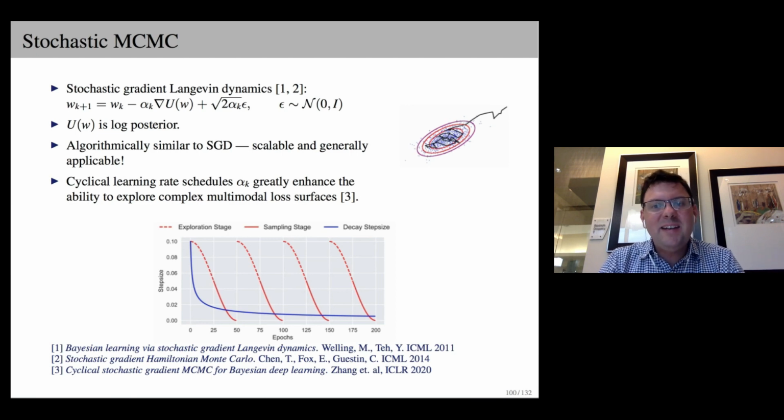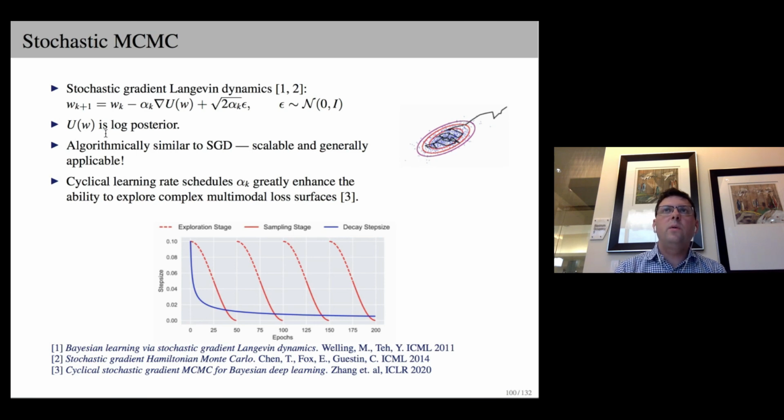Stochastic MCMC is a very up-and-coming direction for Bayesian deep learning. Radford Neal's MCMC methods in the mid-90s were achieving state-of-the-art results for all sorts of interesting problems, but these standard Hamiltonian Monte Carlo methods wouldn't really scale to big architectures. Stochastic gradient Langevin dynamics and stochastic gradient HMC, on the other hand, are very broadly applicable. They algorithmically resemble SGD, noisy SGD, pretty closely. U of W here is a log posterior, and so we can apply these wherever we apply SGD and often achieve better results through the Bayesian model average.